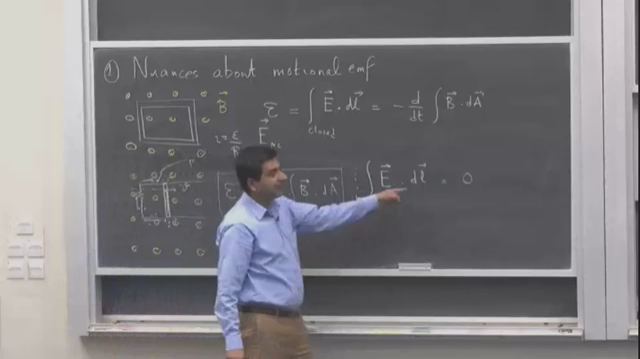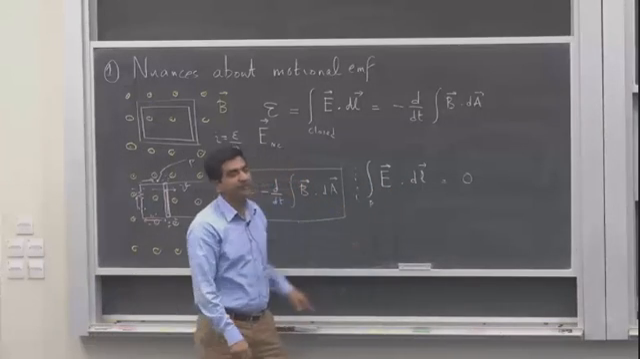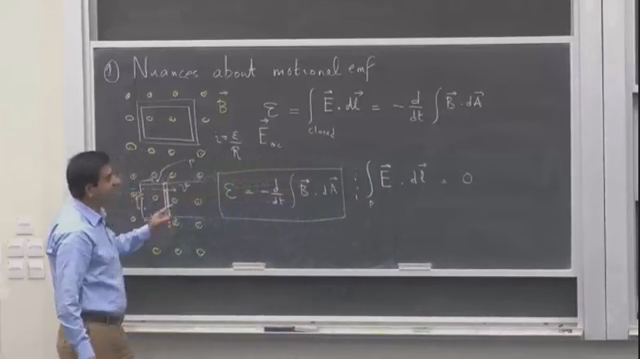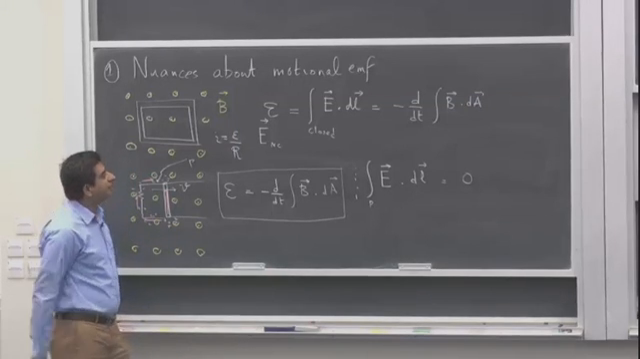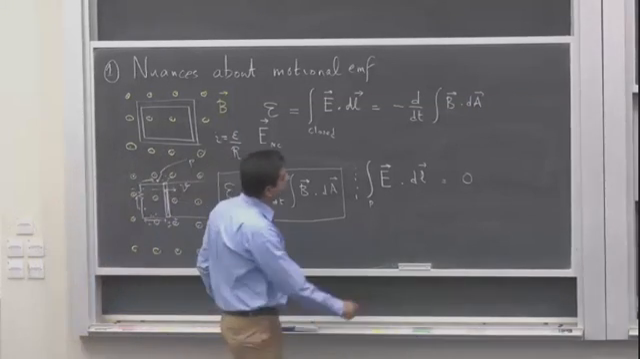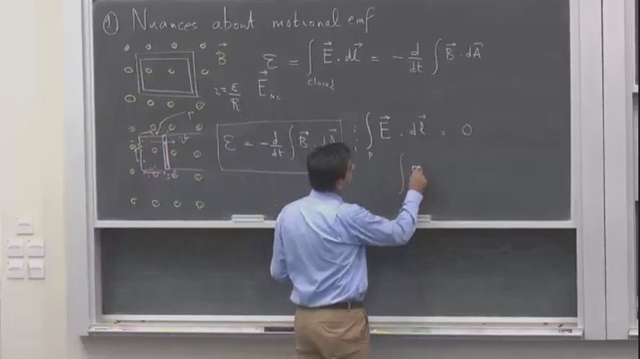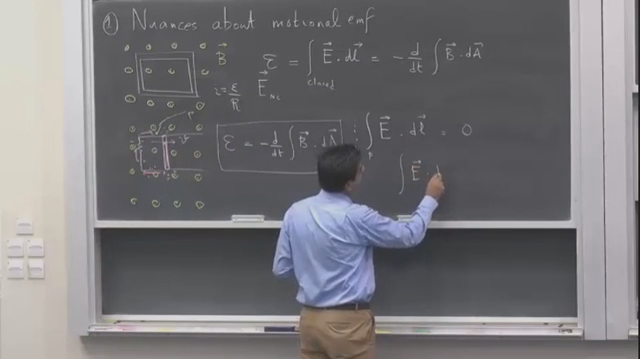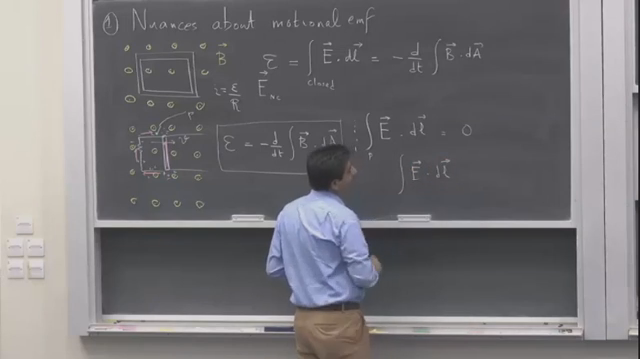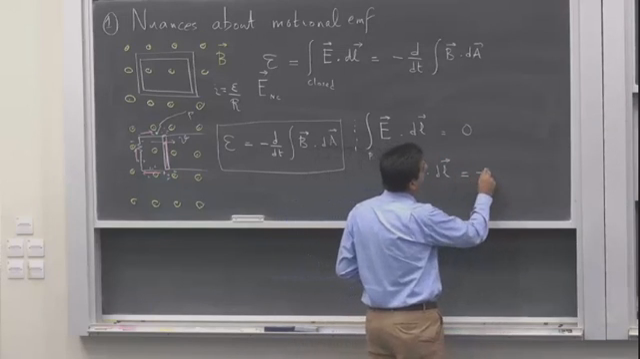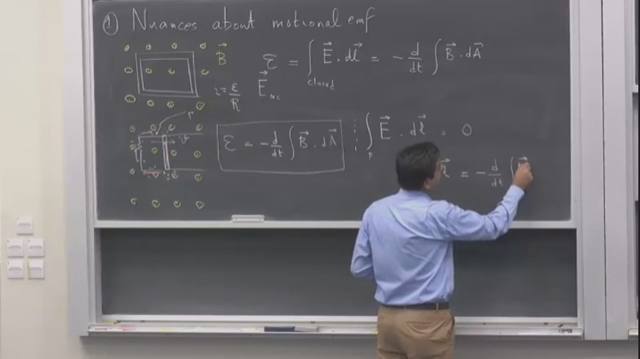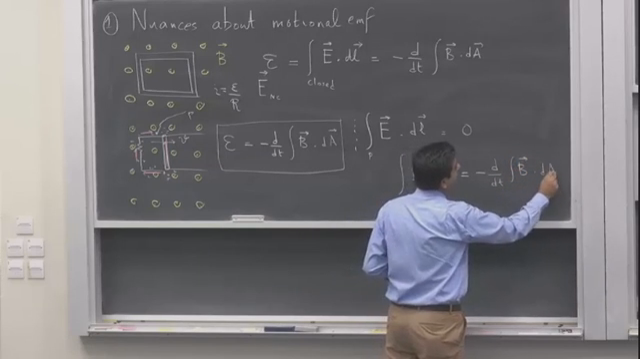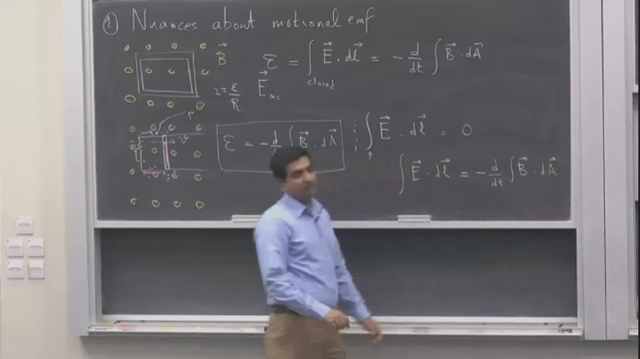However, E dot dl in this case is 0 because the electric field that's developed inside the circuit is all conservative. Okay? So this general relationship, E dot dl equals minus the time derivative of the flux through a circuit, has to be taken with a pinch of salt.